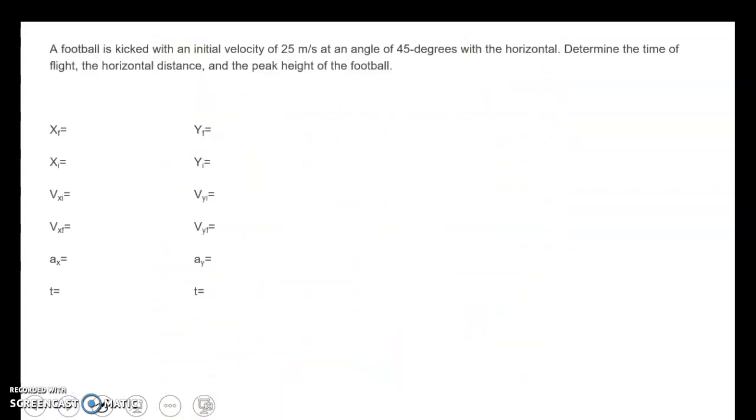So here's the first example. A football's kicked with initial velocity of 25 meters per second at an angle of 45 degrees with the horizontal. Determine the time of flight, the horizontal distance, and peak height of the football, okay? So again, I'm going to do it using kinematic equations first, and then go through the other three equations. So all we have is a football being launched at a velocity of 25 meters per second, and our angle to the ground on our launch is 45 degrees.